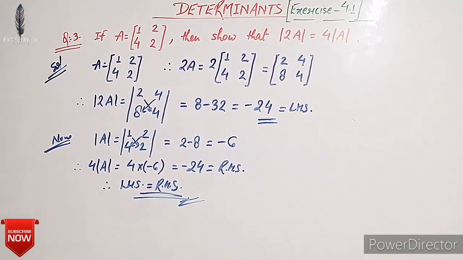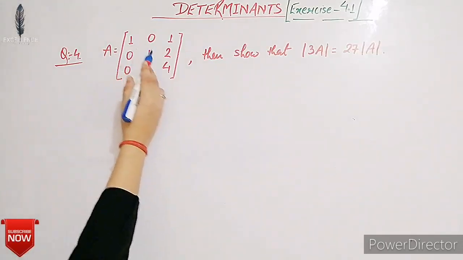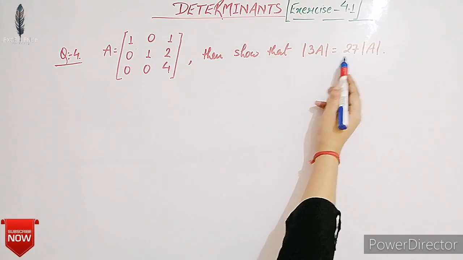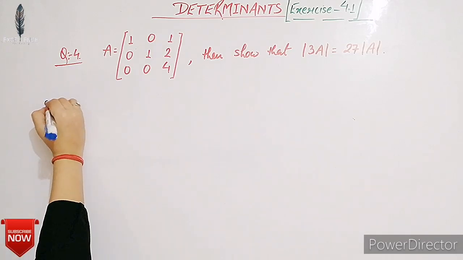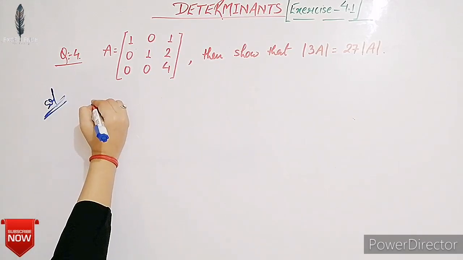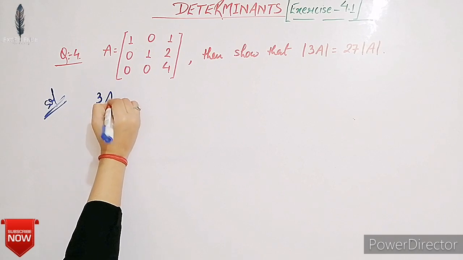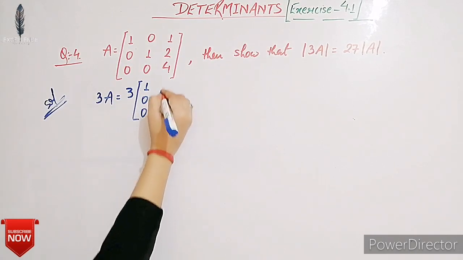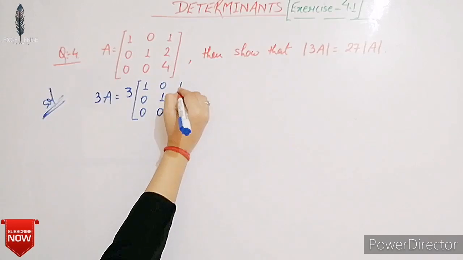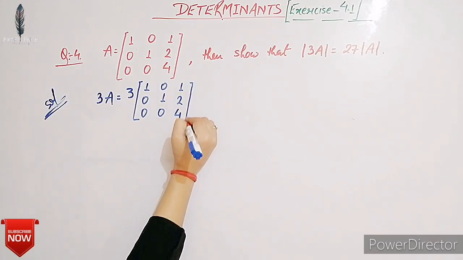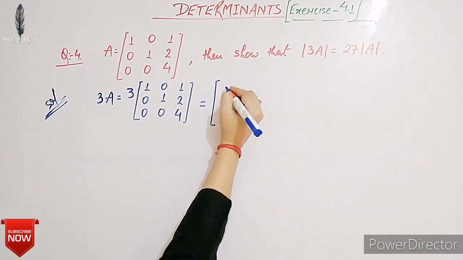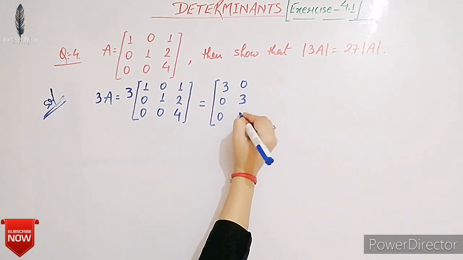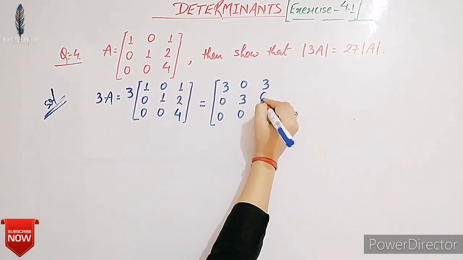Let's see the next question, question number 4. Here matrix A is given, it is of the order 3 into 3, then show the given condition. Let's solve it. Matrix A is given, so 3A is equal to 3 into the A matrix, that is 1 0 0, 0 1 0, 1 2 4. On multiplying by 3, we get 3 0 0, 0 3 0, 3 6 12.